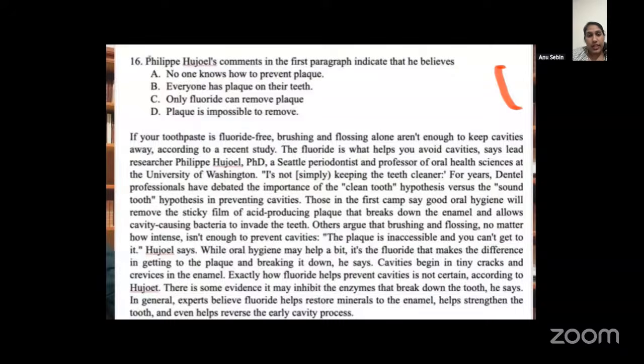Yes, let's read the test. Philippe Hujoel's comments in the first paragraph indicate that he believes: A, no one knows how to prevent plaque; B, everyone has plaque on their teeth; C, only fluoride can remove plaque; and D, plaque is impossible to remove. First of all, we can mark the hedging words.